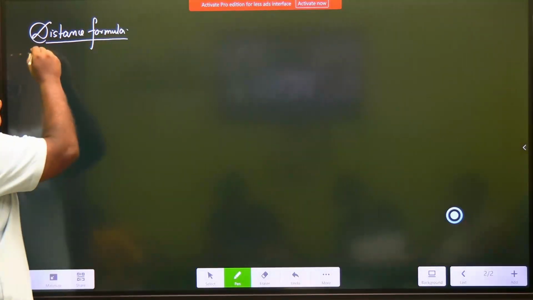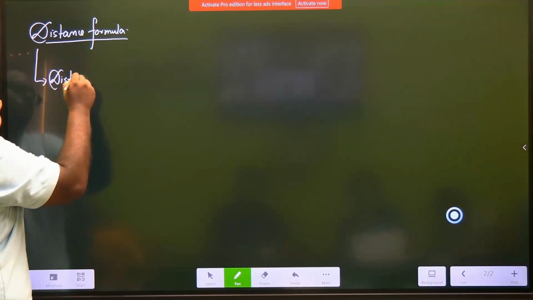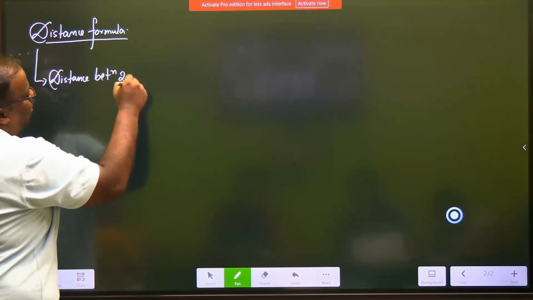In this distance formula, it is a formula to find distance between random points.